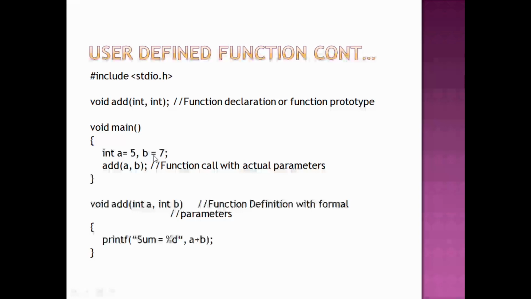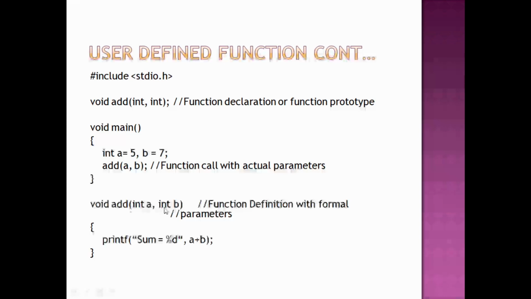So in the main, I have declared two numbers, a equal to 5 and b equal to 7, and then I have called that function, add a comma b. I pass both the numbers because this function requires two integers to be passed. This is our function call. Here in the main, the parameters which we are passing are called actual parameters. Please remember, these are called actual parameters. Down below we have the definition of that function, how that function will behave.